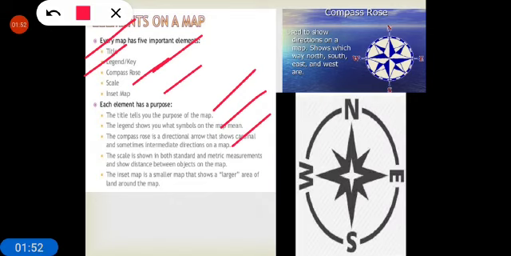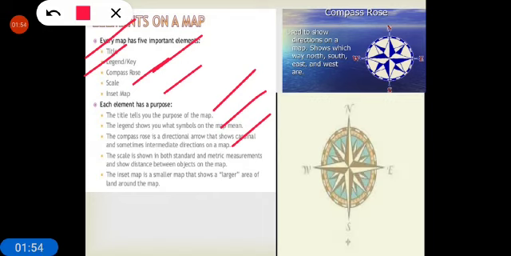The scale is shown in both standard and metric measurements and shows distance between objects on the map. The inset map is a smaller map that shows a larger area of land around the map.